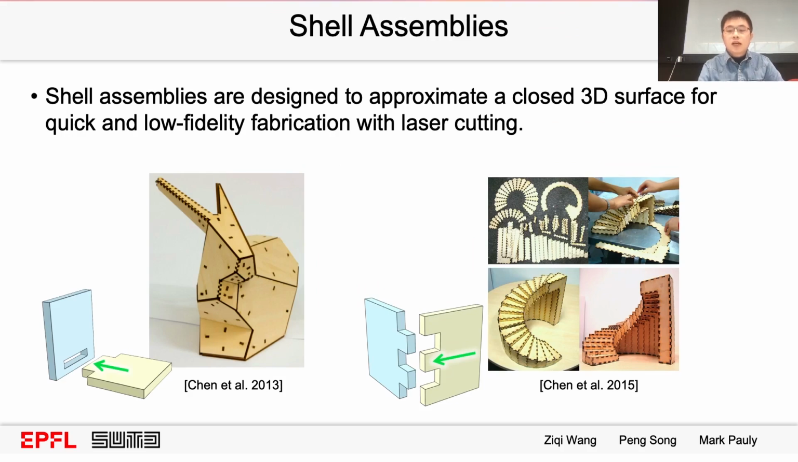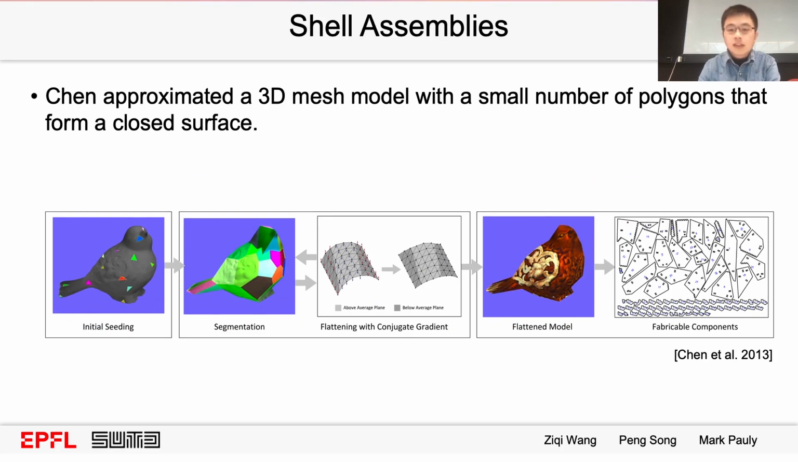Different from spatial and mesh-like assemblies, each part in shell assemblies is oriented following the surface normal like a mesh face. The left work used additional planar connectors, while the right works generate finger joints to connect parts. Chen and their colleagues approximate a 3D mesh model with a small number of polygons that form a closed surface, by iteratively clustering mesh faces, estimating planes for each cluster, and slowly deforming the faces towards each plane. Once the polygons are obtained, they are thickened to form planar parts.